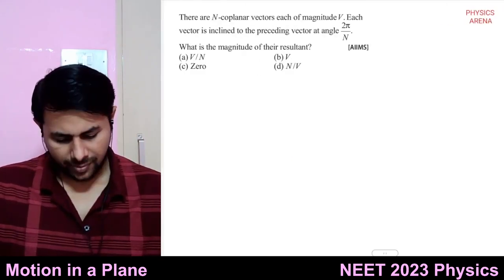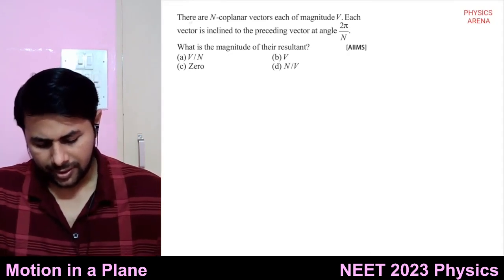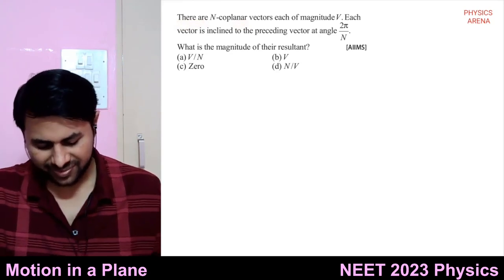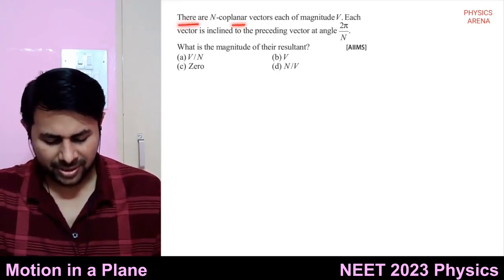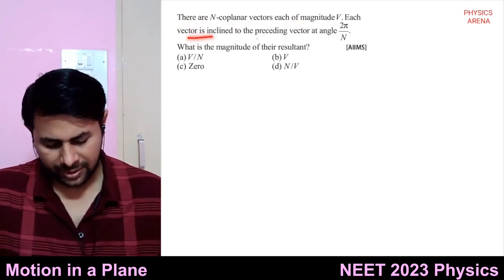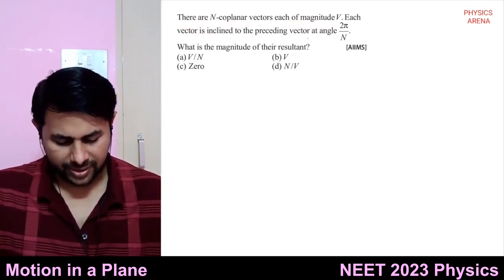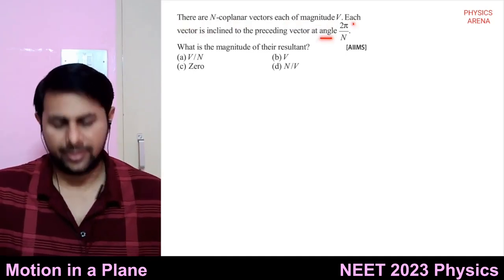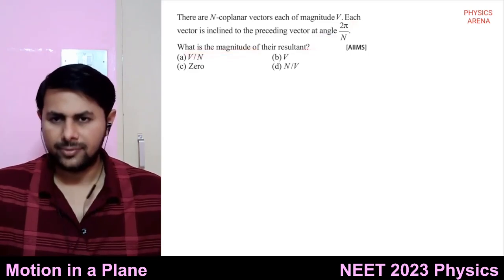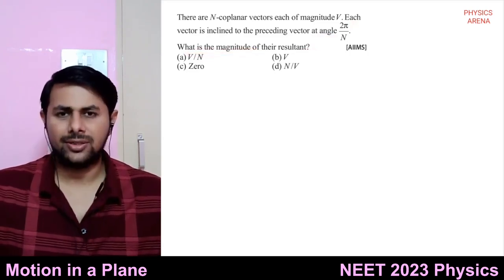All right, next question. There are n coplanar vectors, each of magnitude v. Each vector is inclined to the preceding vector at an angle of 2 pi by n. What is the magnitude of the resultant? So can you imagine this question?